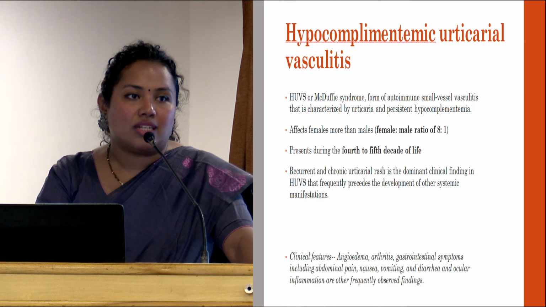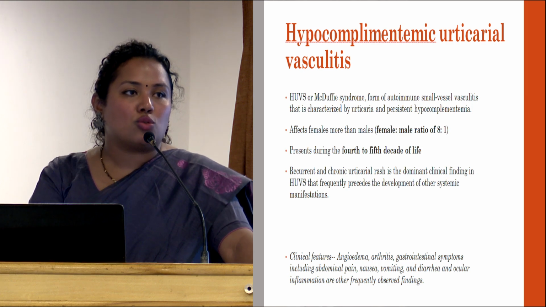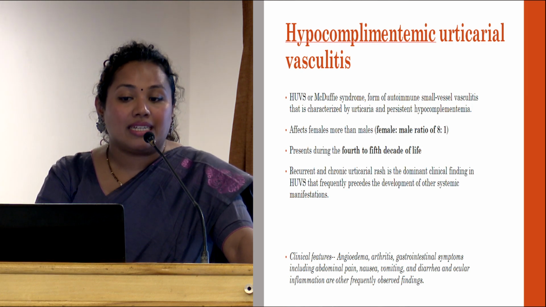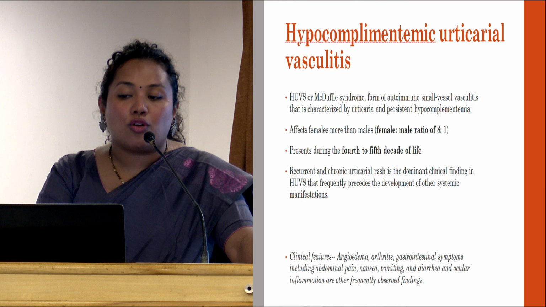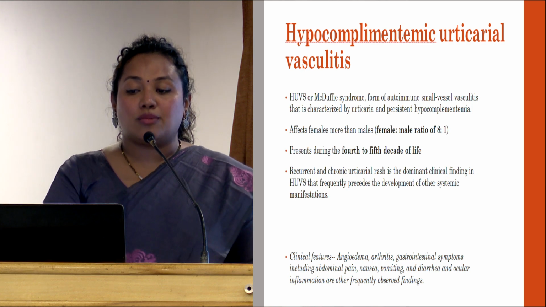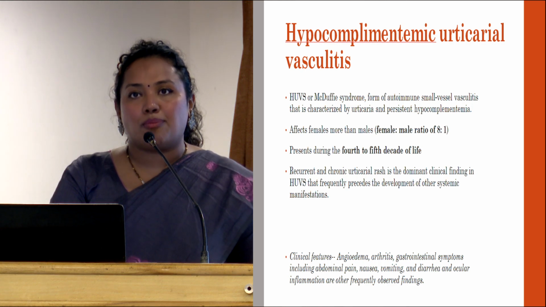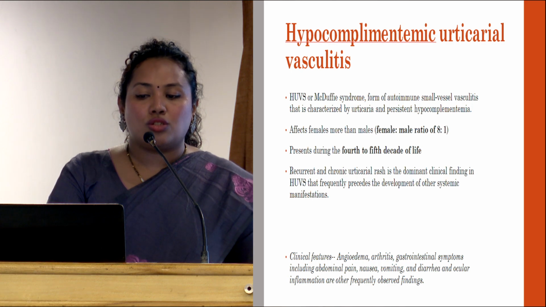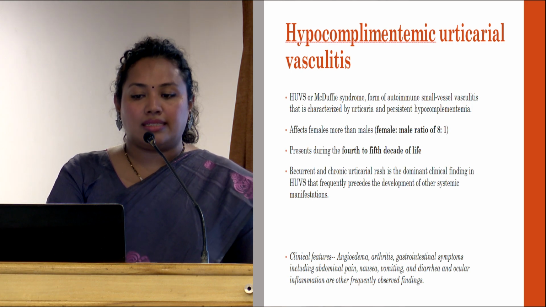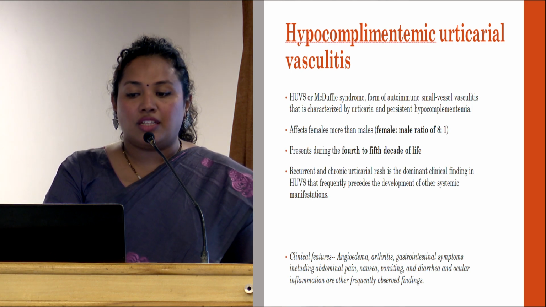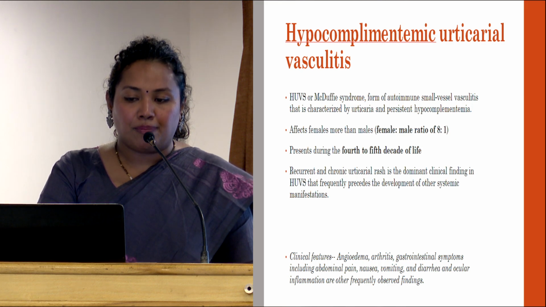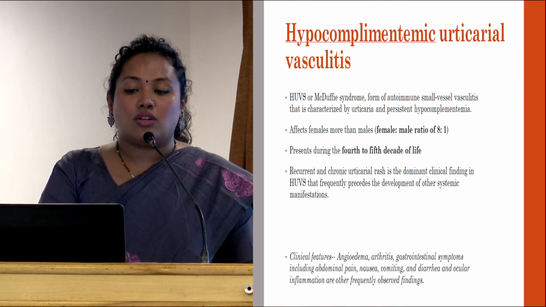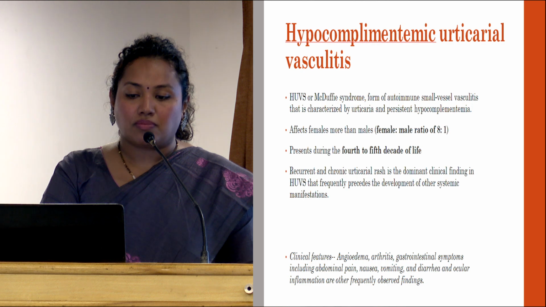Hypocomplementemic urticarial vasculitis. I think earlier when I had shown the photographs of the skin changes, I had shown an urticarial picture which is depicting this. It is a form of autoimmune vasculitis that is characterized by urticaria and persistent hypocomplementemia. This also has a higher incidence in women, and it can present between the 4th to the 5th decade of life. It usually presents with recurrent chronic urticarial rash.